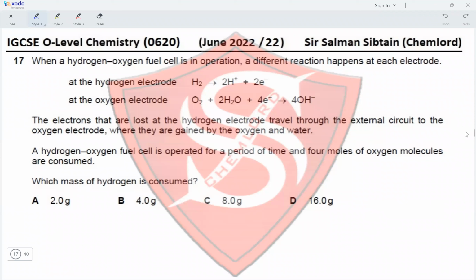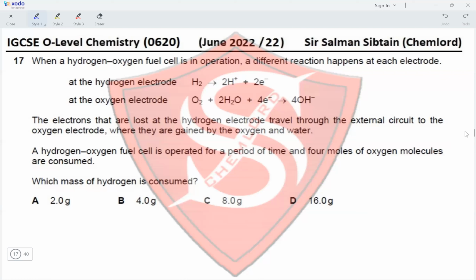Question 17. When a hydrogen oxygen fuel cell is in operation, a different reaction happens at each electrode. At the hydrogen electrode, hydrogen forms H+ ions and 2 moles of electrons are given off. At the oxygen electrode, oxygen reacts with water and gains 4 electrons and is converted into 4 moles of OH- ions. The electrons that are lost at the hydrogen electrode travel through the external circuit to the oxygen electrode, where they are gained by the oxygen and water.